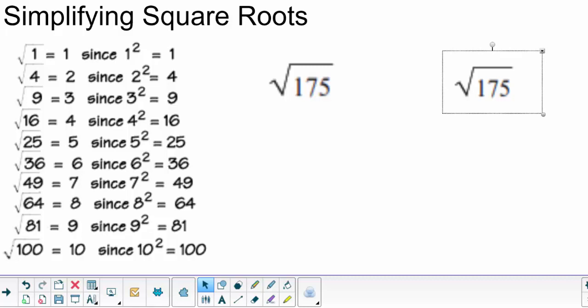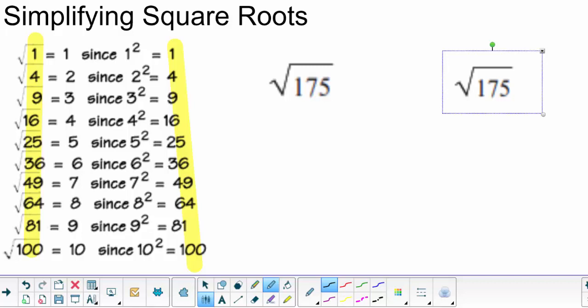You can look for the perfect squares that divide into it, the biggest perfect square. Your perfect squares are these numbers right here. And we can see that if you take the square root of a perfect square, we get a nice neat number. Or we can do a factor tree. I'm going to do both ways and let you decide what you want to do. Let's start off with a factor tree.